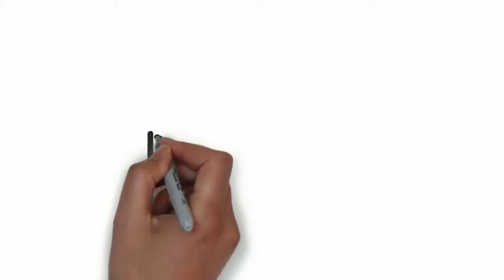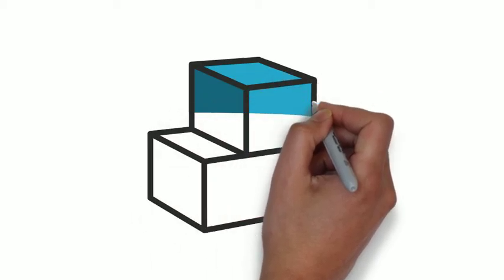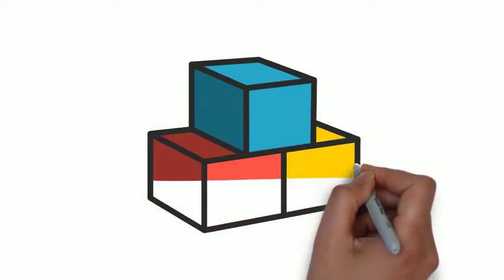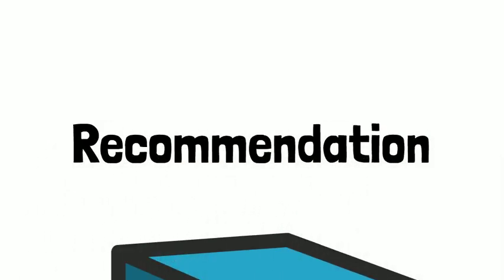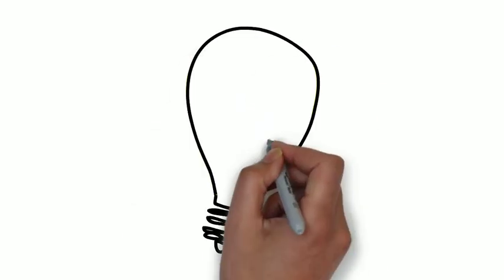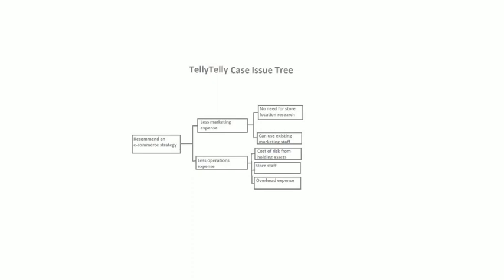When you're facing a question like this, there's some work that you'll need to do to get to your recommendation, the foundation of the issue tree. There's also some questions you might want to ask of the case interviewer in order to get more information to help you make your recommendation. But for the sake of time, I've already done that here, and I've decided to recommend an e-commerce only strategy. So that's the start of my issue tree. And then I build out the first and second levels of why.